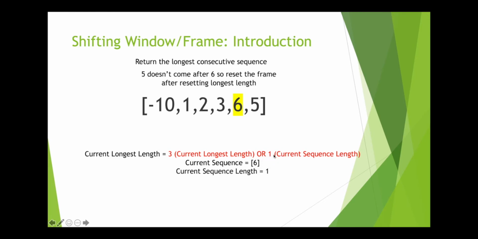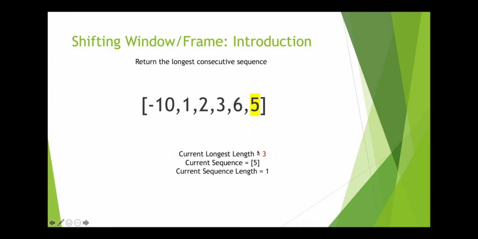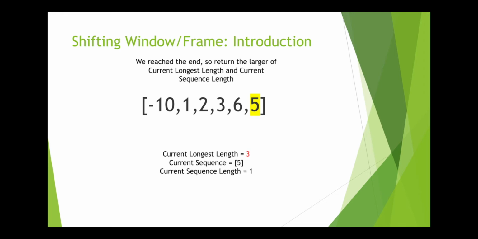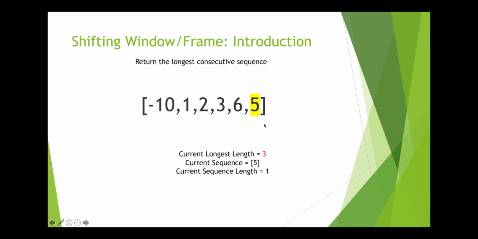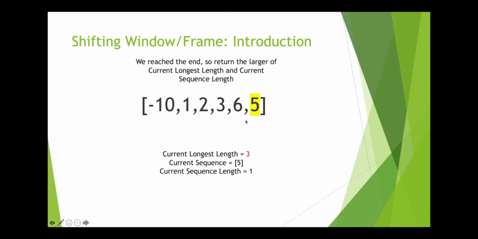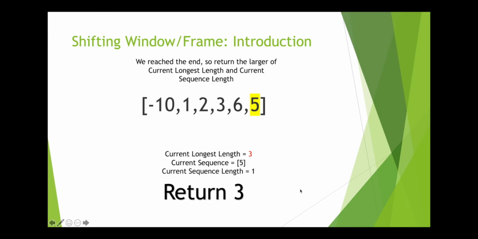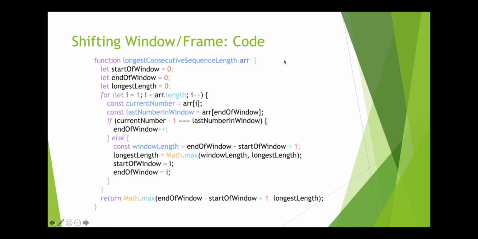So here we go. 3 versus 1, we're going to choose 3, and then we're going to reset our window to 5. And now since we're at the end, we're going to do that again, and we're going to return the longer of current longest length and current sequence length. Because once we end out of this loop, we're not going to have this logic of code that resets the longest length and does the comparison. So at the end of the loop, we're just going to return the maximum between longest length and sequence length, which will just return 3 here.